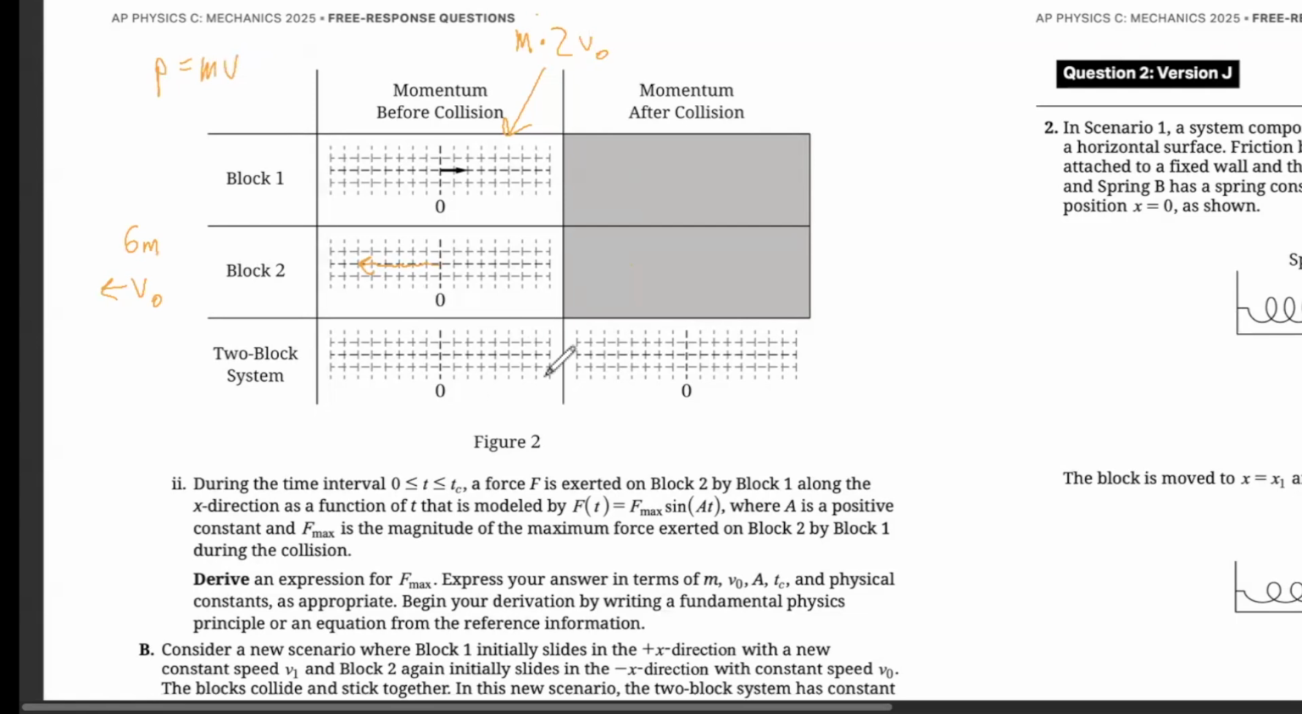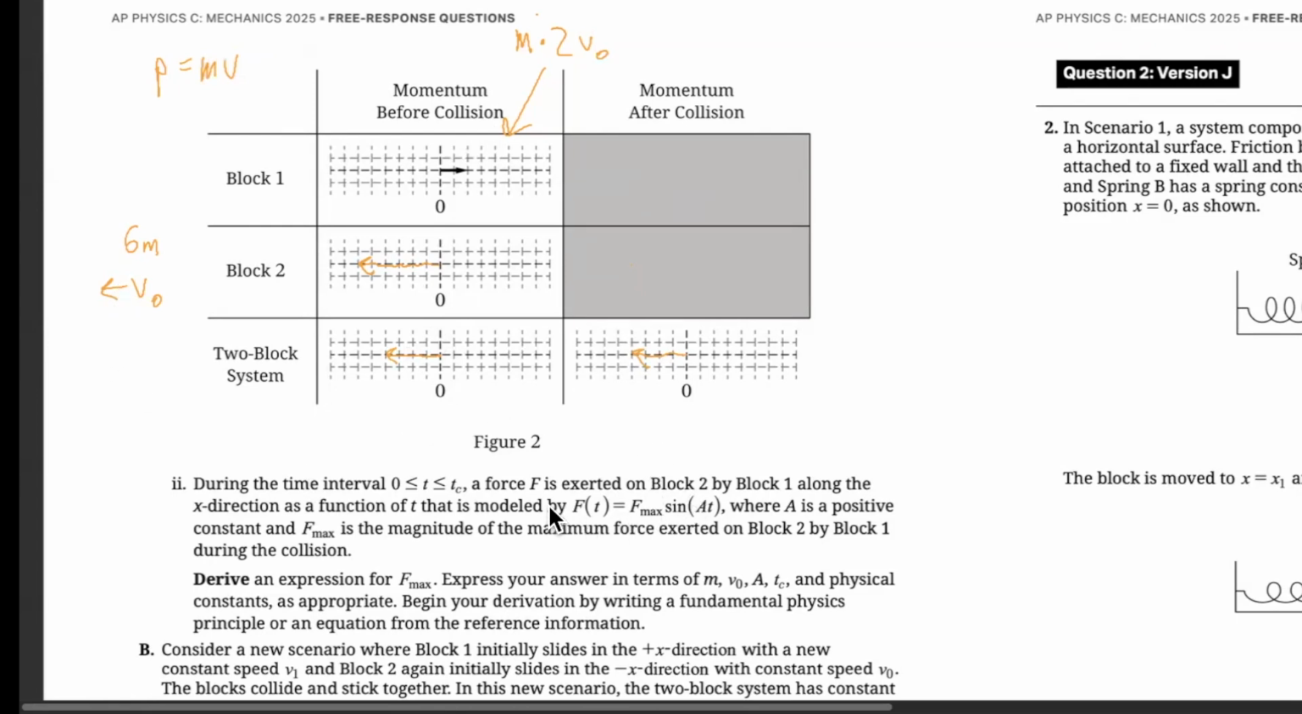Now, after the collision, both blocks should be moving together. And because this is a collision with no external force, total momentum is going to be conserved. So the two-block system should have -4 units of momentum before the collision, and then -4 units of momentum after the collision. So there we go, there's all of our momentum vectors already. Pretty easy. All right, part 2.